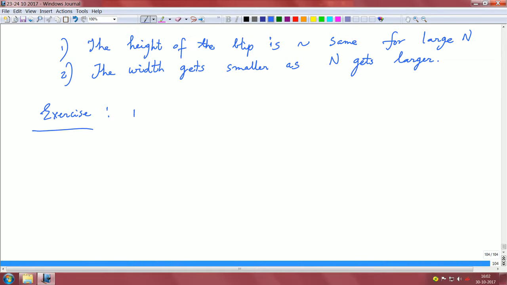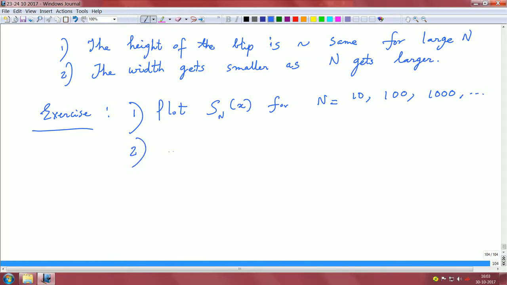So, what I would like you to do is plot Sn of x for n equals 10, say 100, 1000 and so on, and sketch this, and observe the Gibbs effect.